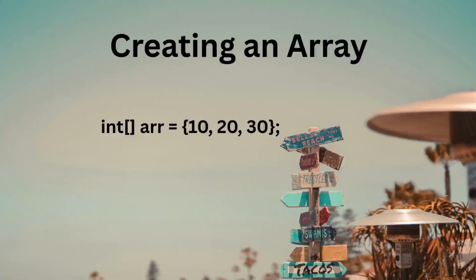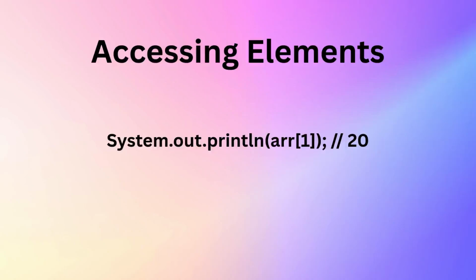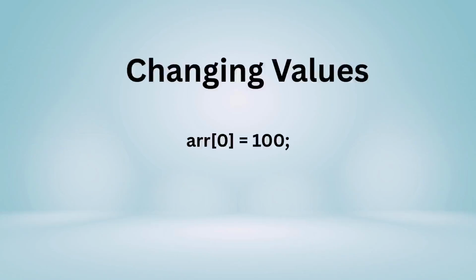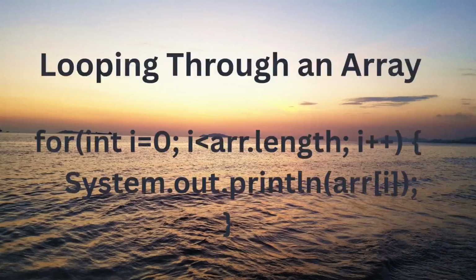Let's see how to create an array. Example: int r[] = {10, 20, 30}. This stores three numbers inside one variable. To access an element, we use its index. For example, r[1] gives 20 because indexing starts at 0. To change a value, r[0] = 100. Now the first element becomes 100.